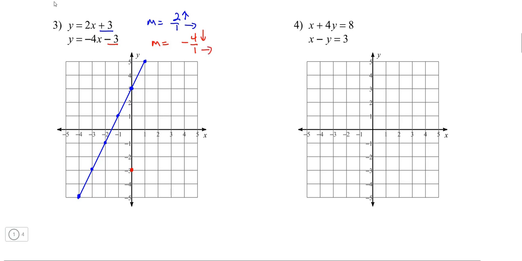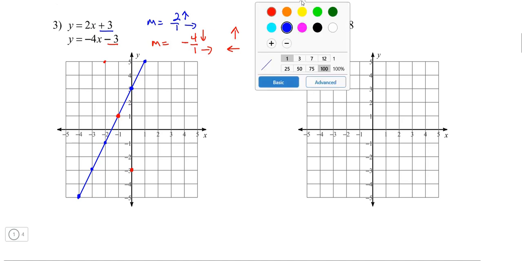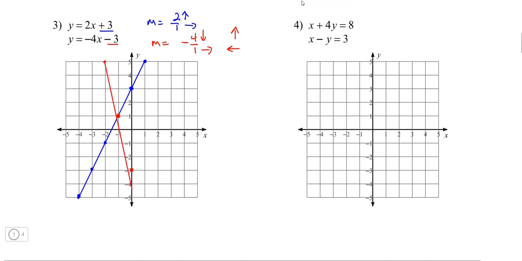However, we don't have room to move down 4 and right 1 on this grid. So what we're going to do is work backwards, which means we're going to do the exact opposite. So the exact opposite of down 4, right 1 is up 4, left 1. So up 4, left 1, and look at that. We already see our answer. And we go ahead and we get our straight edge. We draw our line. And there is our solution right here, the point (-1, 1).